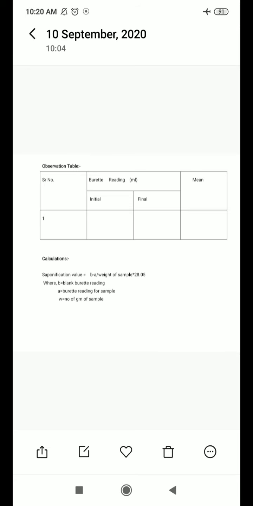Okay, I think you all understand very well how to perform and how to write this particular saponification value.